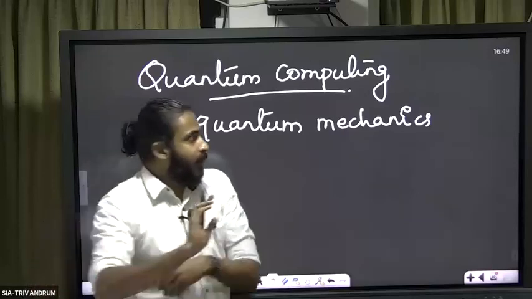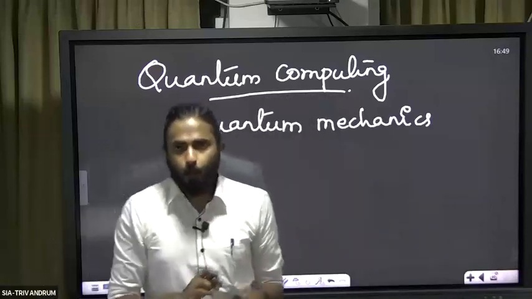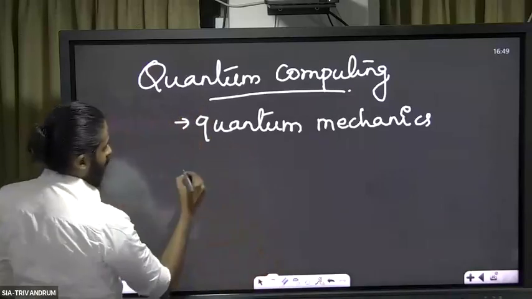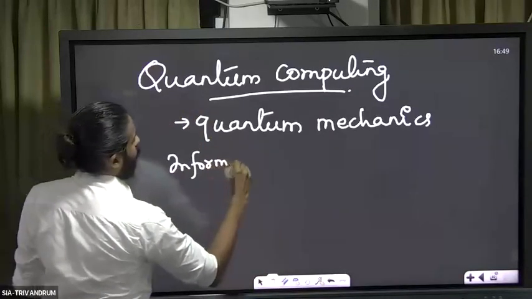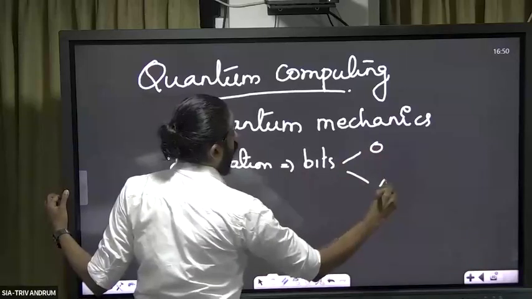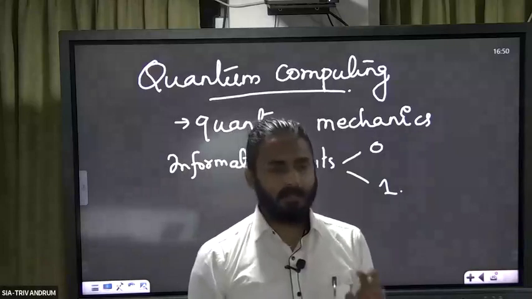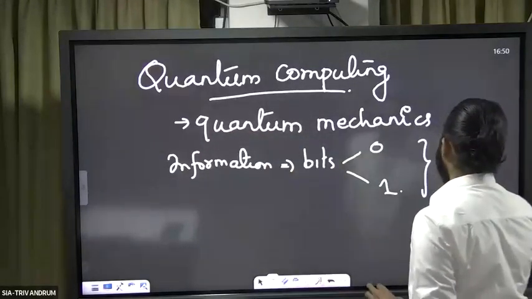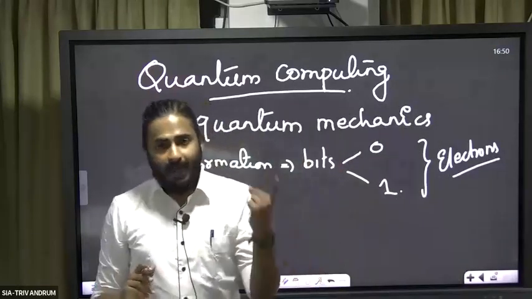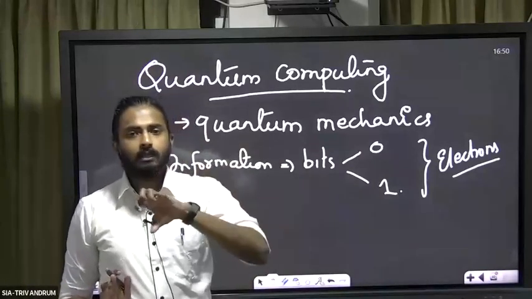Now, what is the difference between conventional computers and quantum computers? In conventional computers, up to supercomputers, the information is stored as bits, that is either 0 or 1. Classical computers up to supercomputers. So information is stored as bits, and this information is stored in electrons. One electron will be either 0 or 1. There is a fixed value to it.